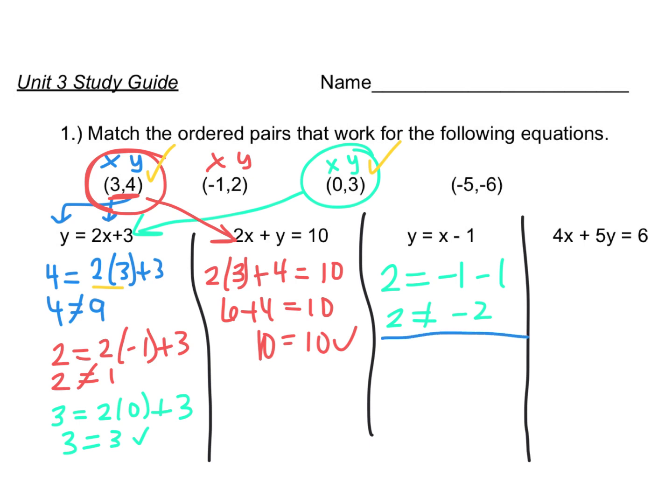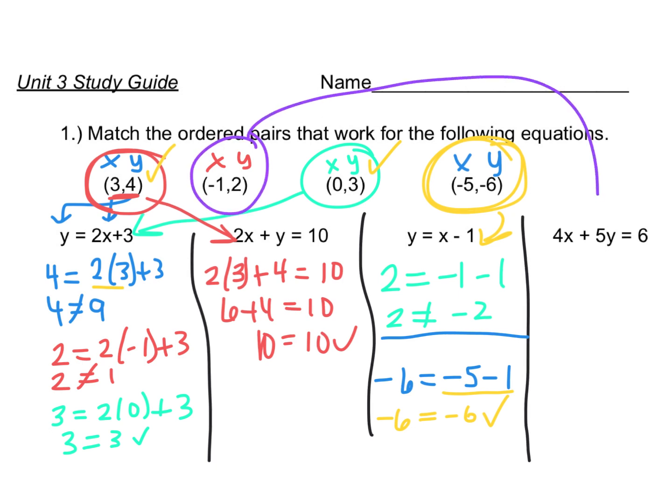Okay, so let's try this one. We're going to substitute -6 in for y and -5 in for x. This one will work. -5 minus 1 is -6. -6 equals -6. This one works. So this equation goes right here, which means this equation, let me change colors here, this equation is probably going to work down here.